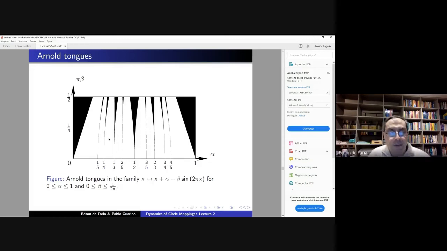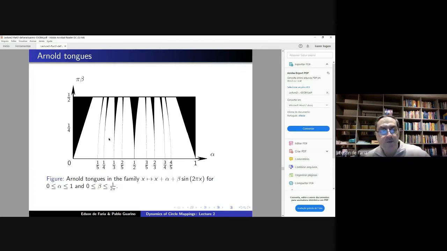You see, when beta is equal to 0, this family is just the rotations by alpha, right? So when you set beta equal to 0, you get the family of rotations. So you have all these rationals between 0 and 1. They're from this dense set. So I'm looking at some of these rationals that you see there. There's like 9 values of the rational p over q there. And for each one of them, the program has drawn the corresponding Arnold tongue.